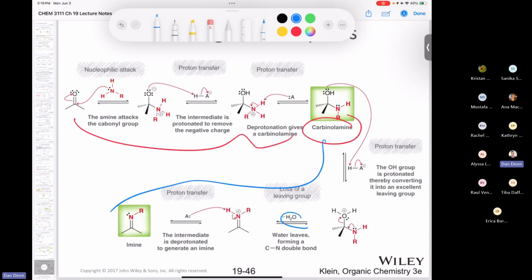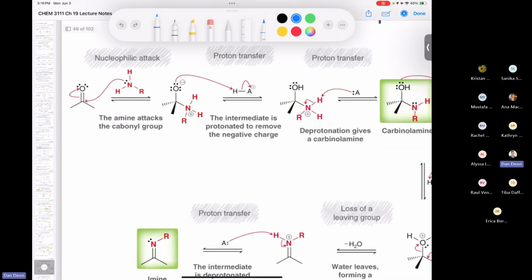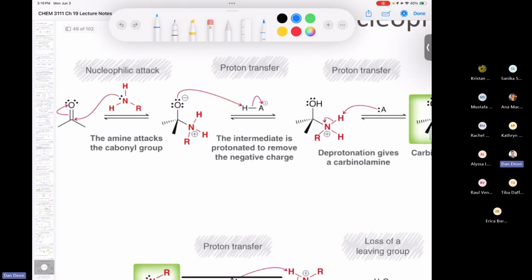Then you have the last 4 steps with a loss of water that gives you the imine. So there are a lot of similarities. But if you take a look at it, the first step is not protonation of the oxygen of the carbonyl. Rather, it's a nucleophilic attack by the amine. And then you end up with something that's neutral, right? You have a negative charge on the oxygen, but you have a positive charge on your nitrogen.